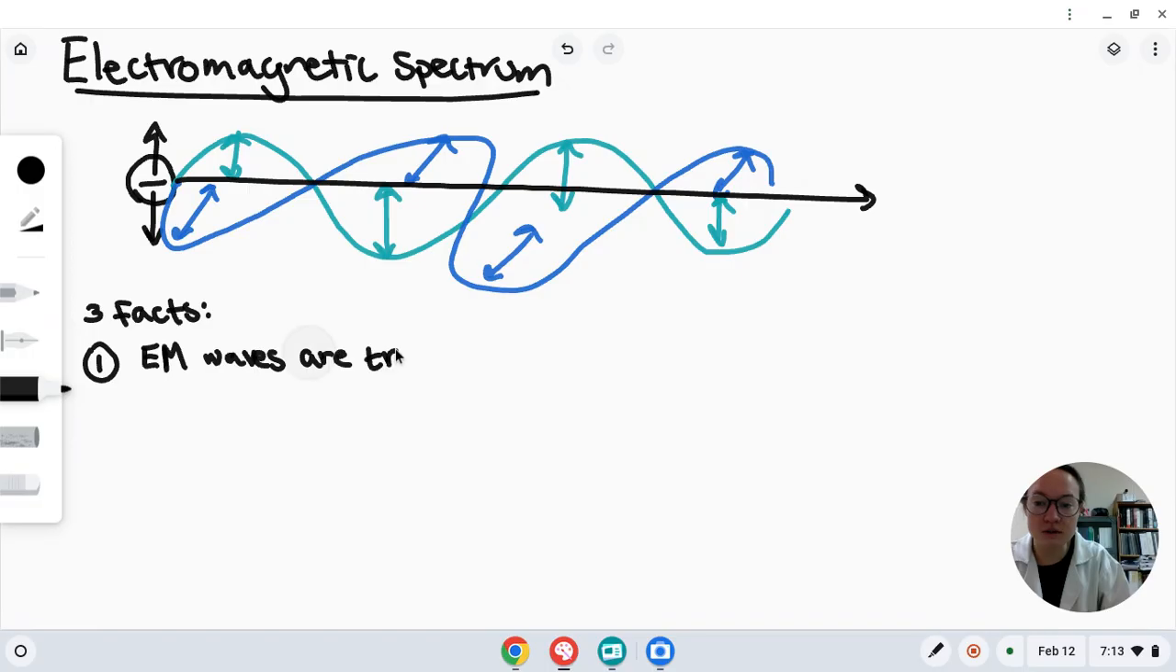That's our first fun fact. You can see that those electromagnetic waves have crests and troughs, and so all electromagnetic waves are transverse waves. That's our first fun fact.